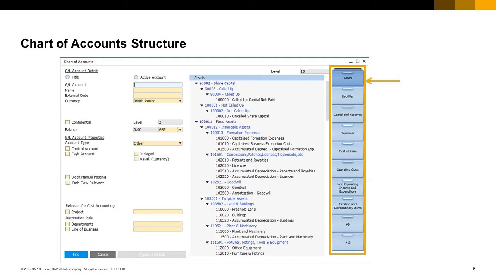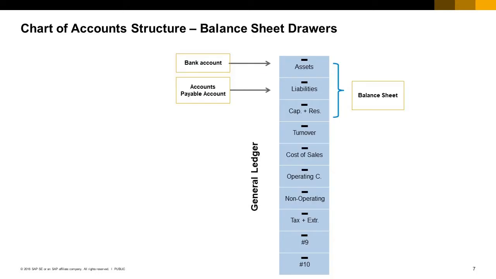Let us look at this example of a Chart of Accounts. The Chart of Accounts varies according to the company's localization. The organization of the Chart of Accounts follows Generally Accepted Accounting Principles, GAAP. The Chart of Accounts window organizes your accounts by drawers. In the General Ledger, we distinguish between balance sheet drawers and income statement drawers, also called profit and loss. Let us start with balance sheet accounts.